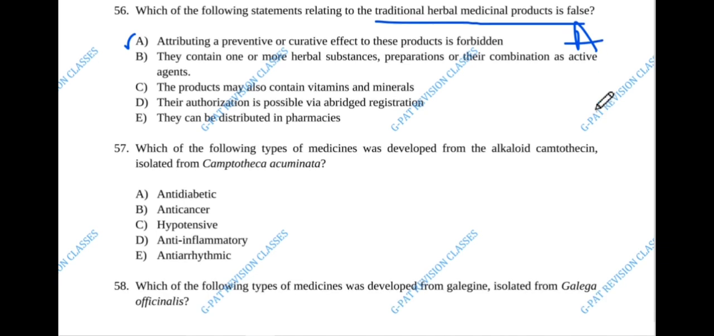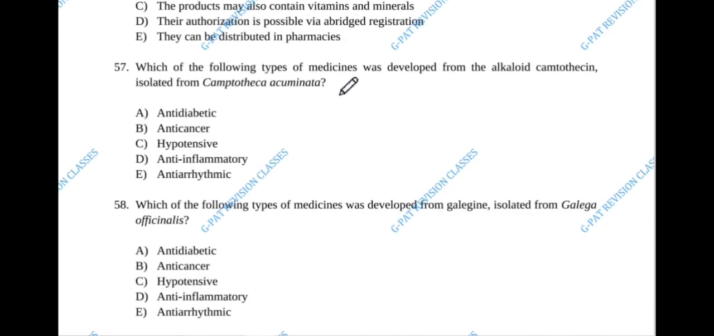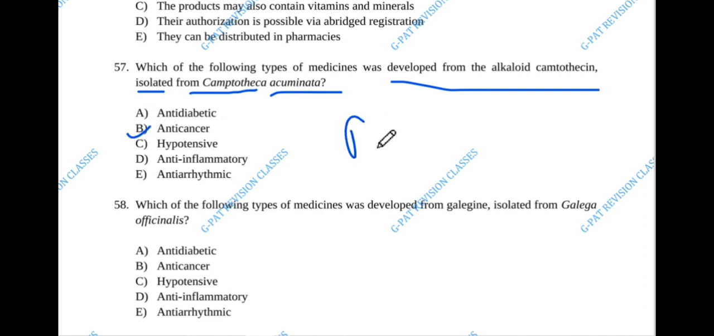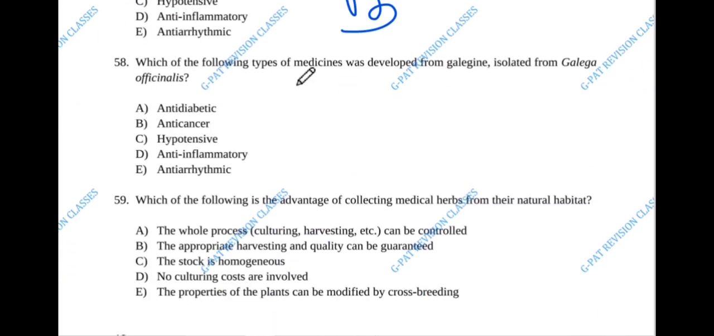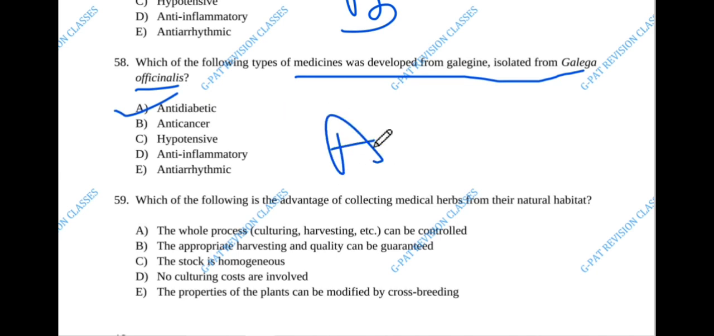Okay. Next is 57 question number. Which of the following type of medicine was developed from the alkaloid camptothecin isolated from Camptotheca acuminata? The answer is B. Anti-cancer. Next is 58 question number. Which of the following type of medicine was developed from glycine isolated from the Galega officinalis? The answer is A. Anti-diabetic. Answer is A.